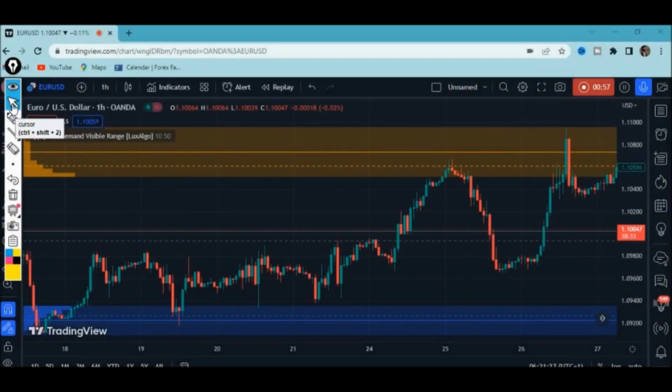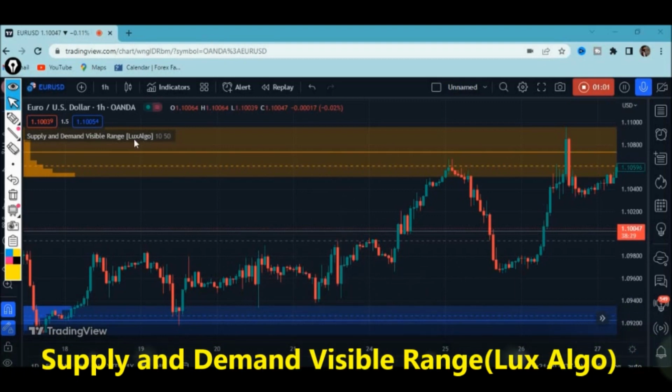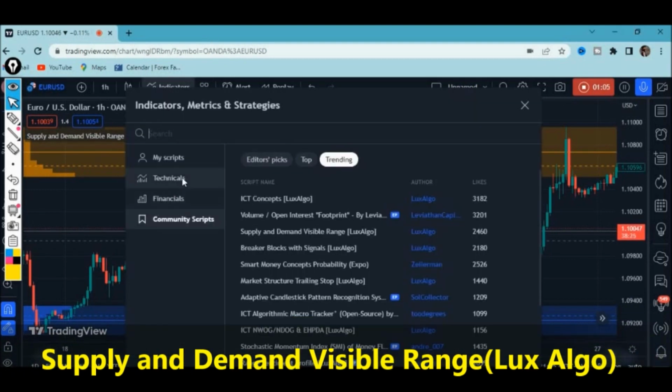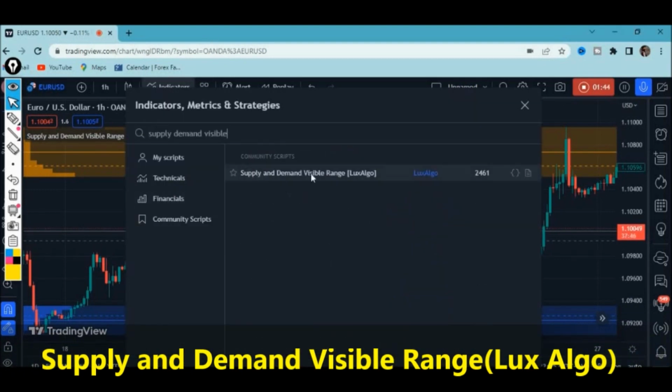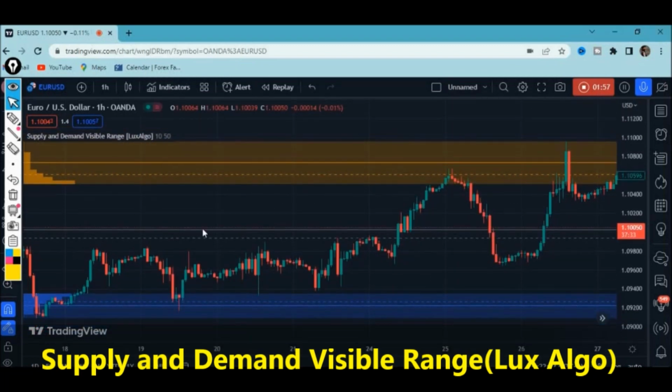So guys, I know most of you are wondering how to add the indicator on the charts. You're just going to click on indicators, and once you click on it, you're just going to type supply and demand visible range LuxAlgo. You click on it, and this is how it's actually going to appear on your chart. So this is the indicator we're basically going to talk about in this video.